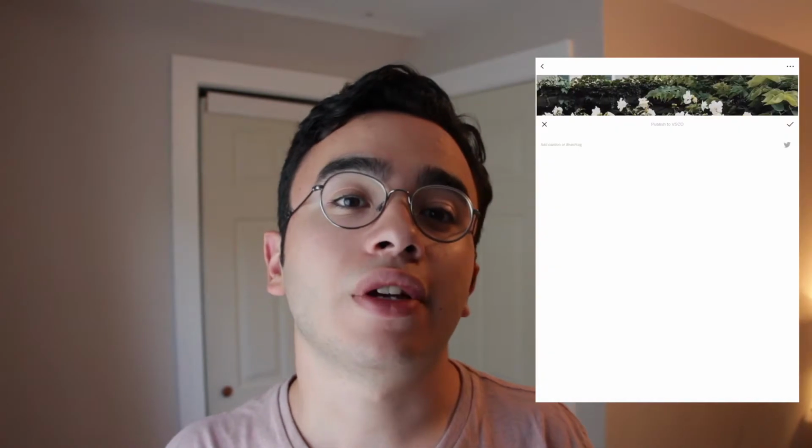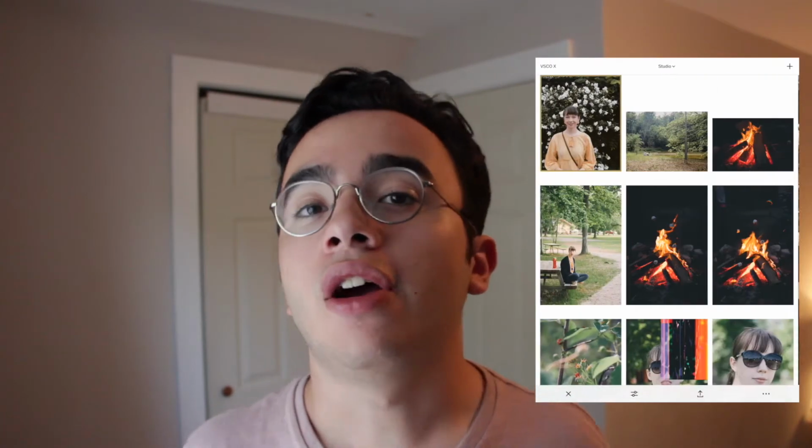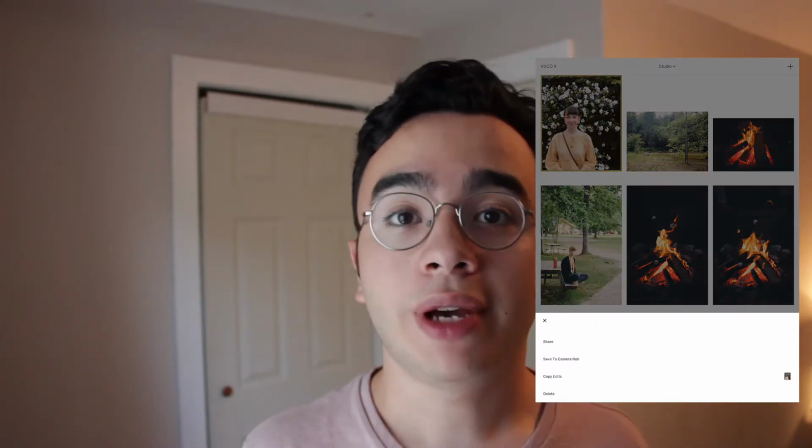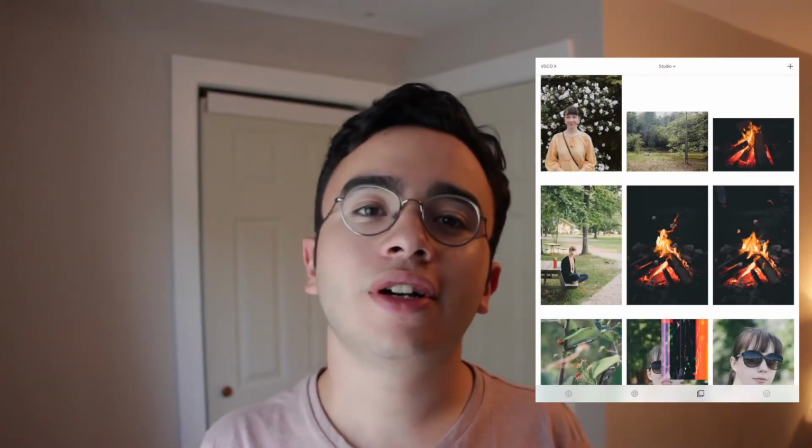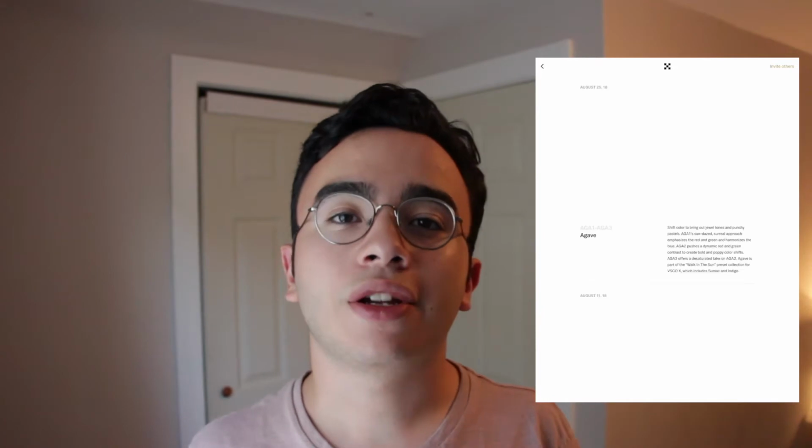Here's where VSCO gets really good. VSCO has a service called VSCO X. VSCO X offers a whole bunch of film presets. These are real film stocks that are still made today and were made in the past. You have films from Agfa, Ilford, Kodak, and Fuji, and I find the results to be quite pleasing.